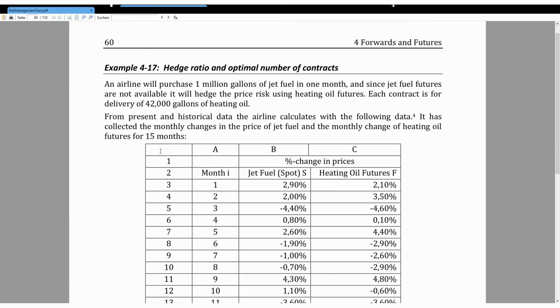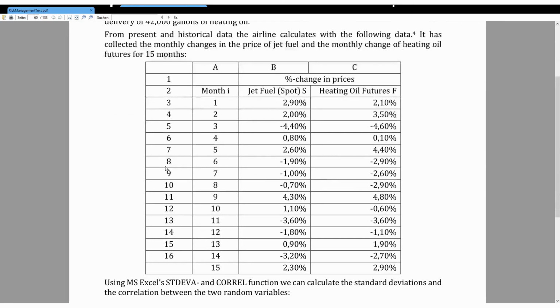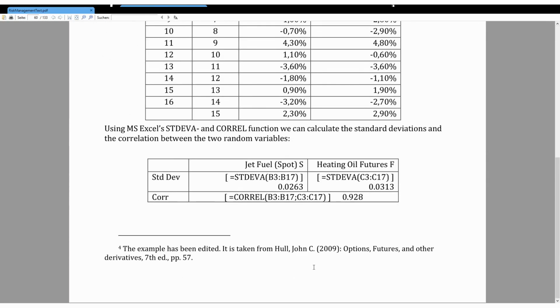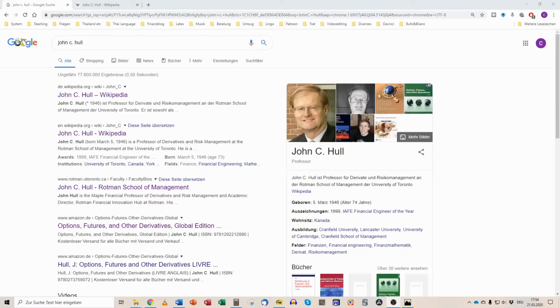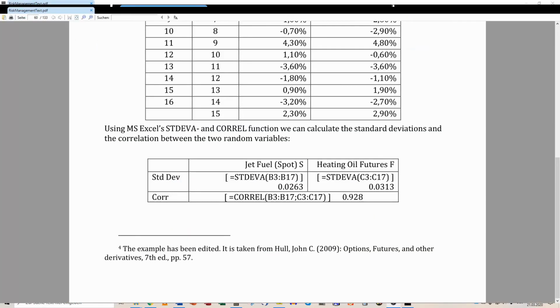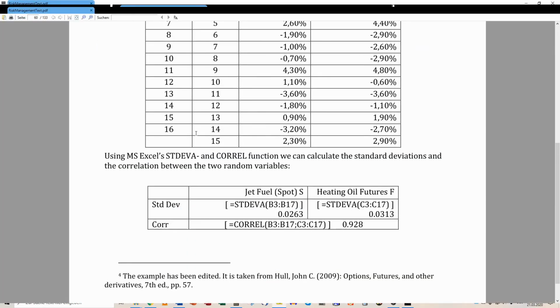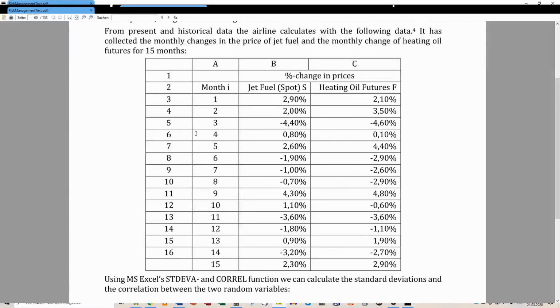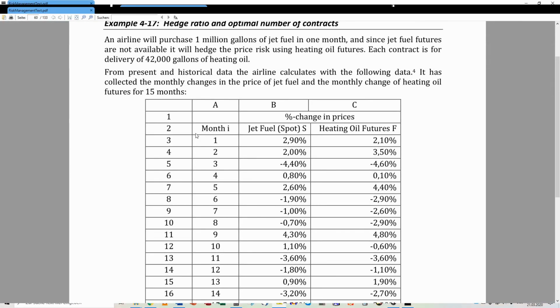This example is taken from Professor Hull's book, Options, Futures and Other Derivatives. Professor Hull is a very renowned professor for derivatives and risk management. He wrote that very famous book that almost everybody uses who is teaching or trying to learn something on this, and it is edited a little bit. So it's not exactly as it is in Professor Hull's book.